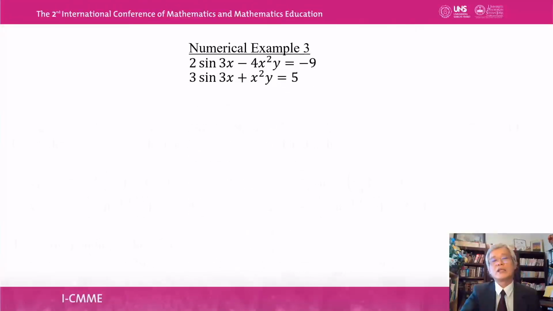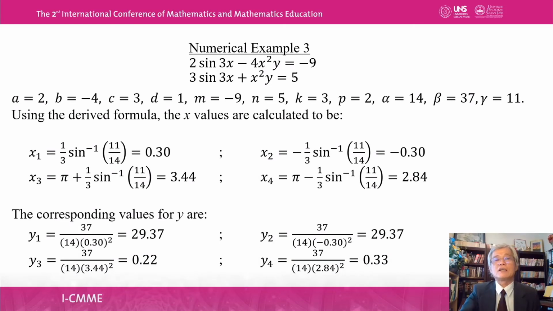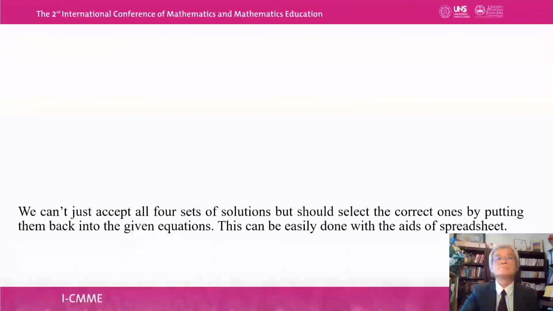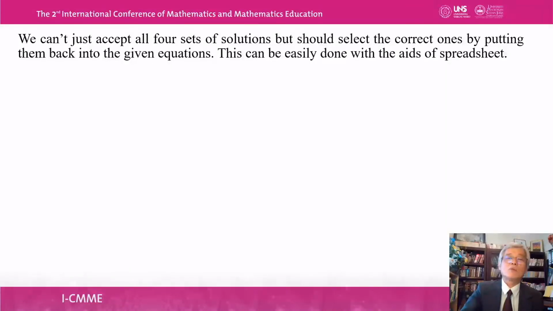Numerical example 3. Given the set of nonlinear equations, we read off the constants, put the constants into the solutions we obtained just now, and we obtain the 4 solutions for x and the corresponding 4 solutions for y. We can't just accept all 4 sets of solutions, but should select the correct ones by putting them back into the given equations. This can be easily done using a spreadsheet.